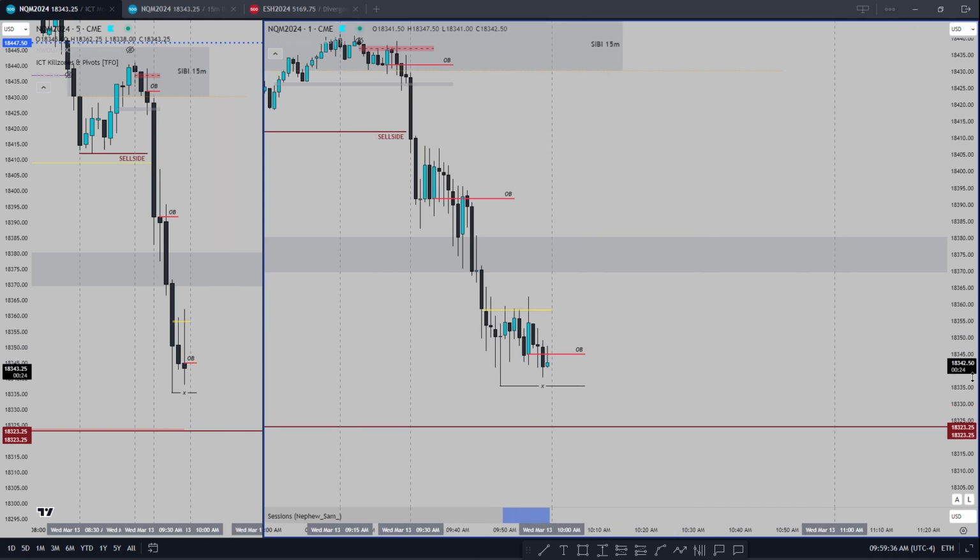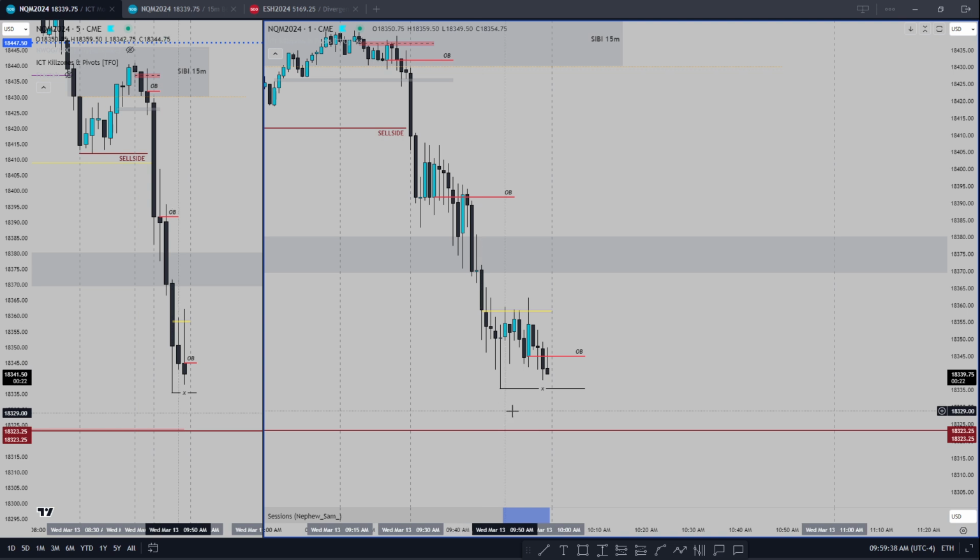Although, consolidation between 9:45 and 10 like this, we do have to be careful of a Judas swing. So maybe it pops down, takes out the sell side, and this completes the Judas swing here. We may retrace back up into inefficient portions on the 15-minute chart.